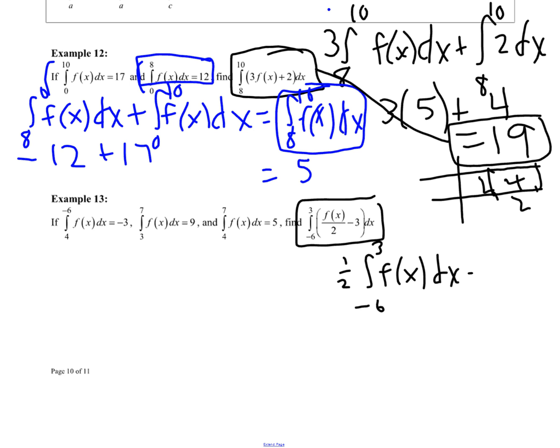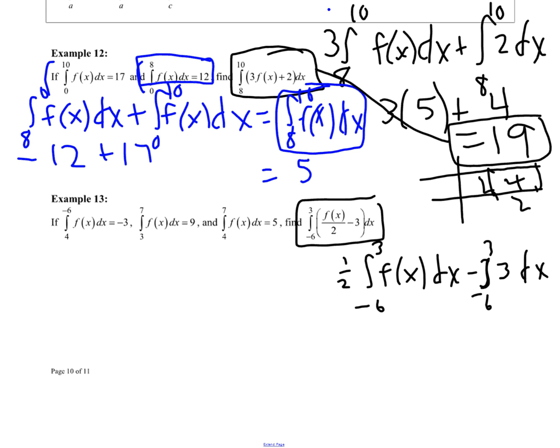I can separate it and have an integral from negative 6 to 3 of 3. And notice I put the negative on the outside. That's what we need to solve. So in order to do that, we need this integral. We don't have it yet. Okay, but we can find it using the information that we have.